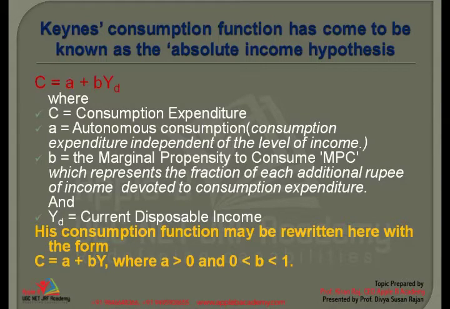where C is consumption expenditure, A is autonomous consumption. Once again, this autonomous consumption is independent of the level of income because it is determined during the time where the individual's income does not exist.